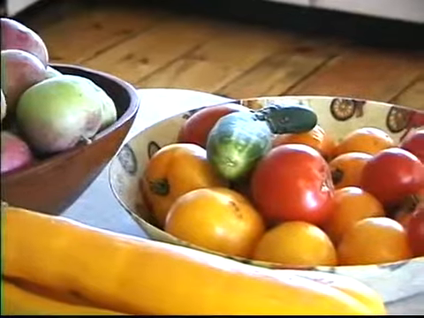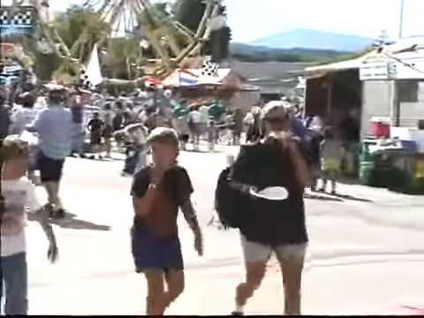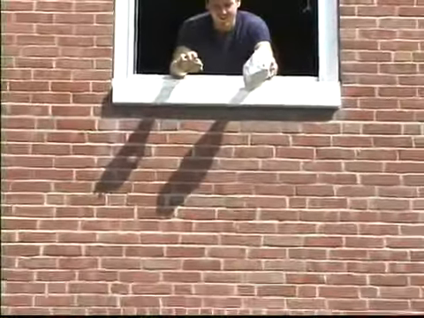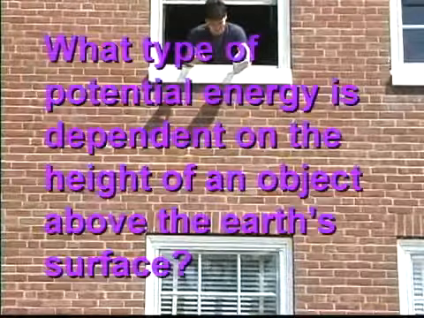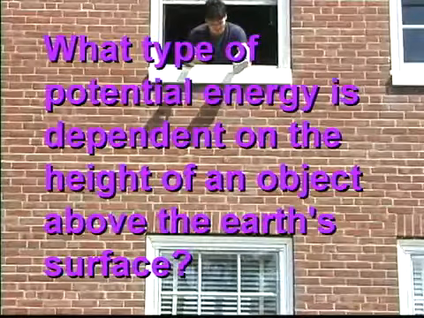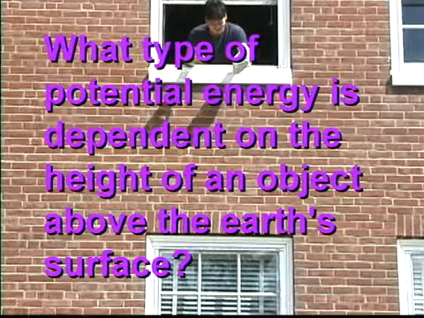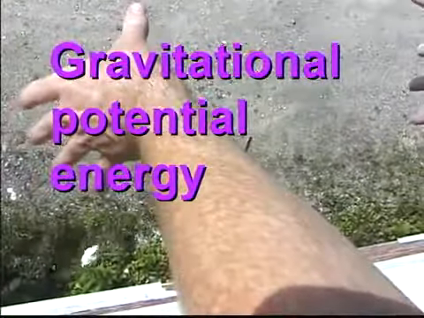Potential energy also exists in foods. Food contains stored chemical energy, which is released upon digestion. You decide. What type of potential energy is dependent on the height of an object above the Earth's surface? Any object above the Earth's surface has gravitational potential energy.